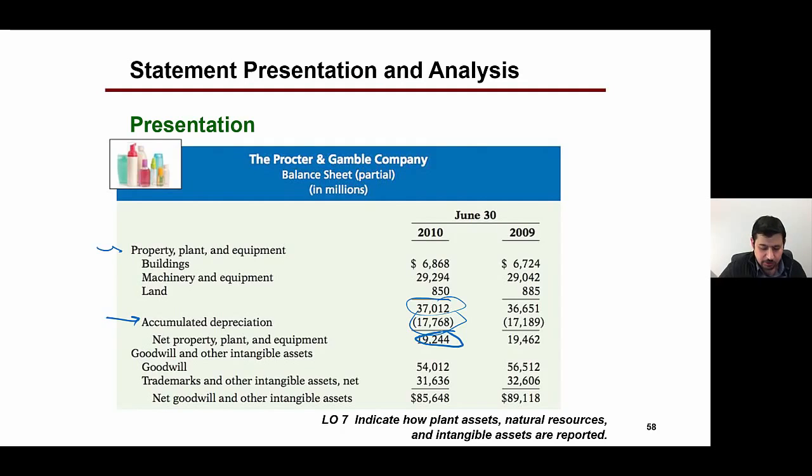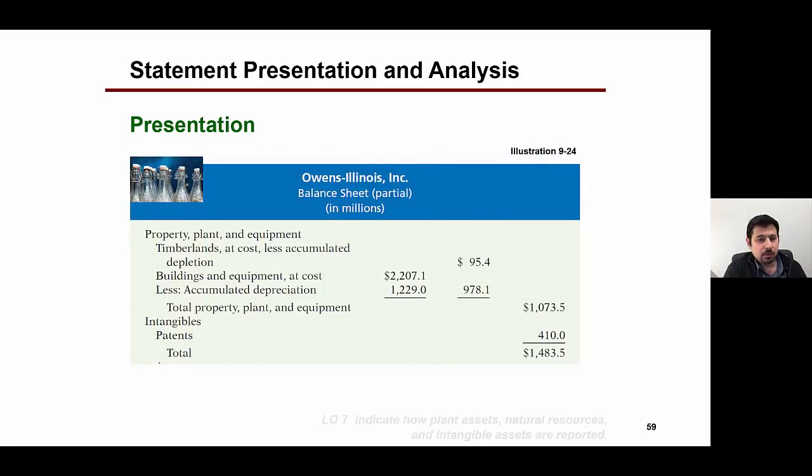Now, goodwill and other intangible assets will be listed under this section here, and this is where you have goodwill and trademarks and other intangibles. So this is another way companies can present PPE. As you can see here, it is presented as timberland at cost less accumulated depletion, and buildings and equipment at cost less accumulated depreciation. So this is one by one rather than totals. And under intangibles here, they have patents.